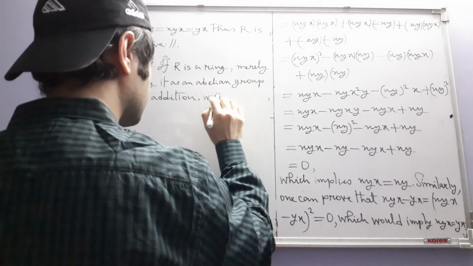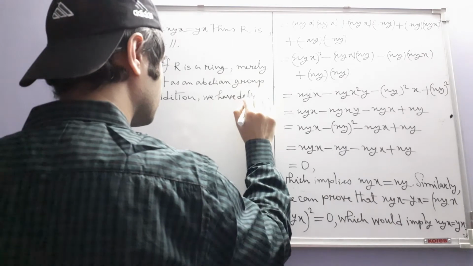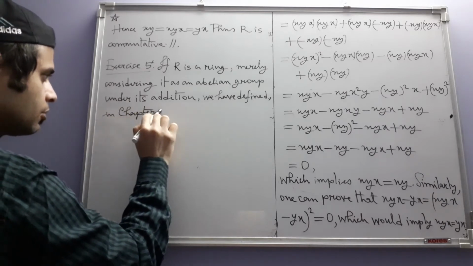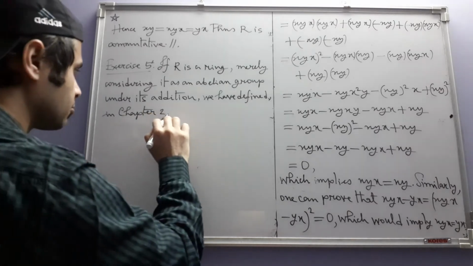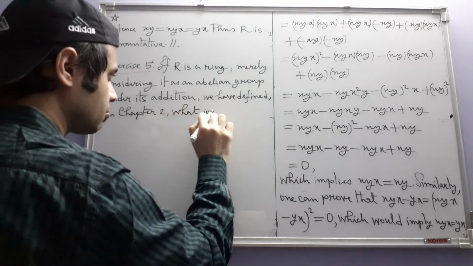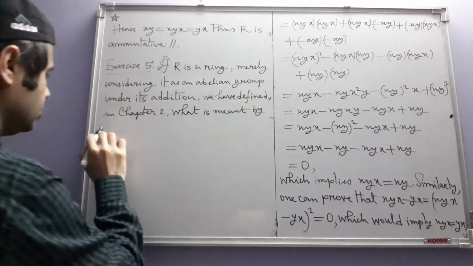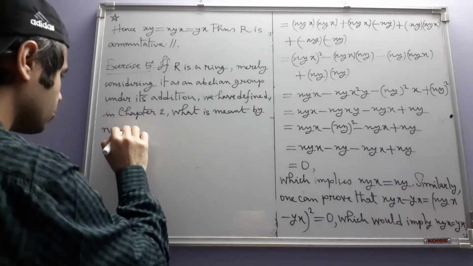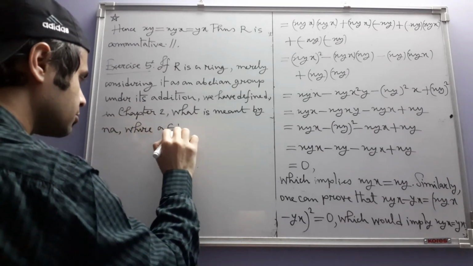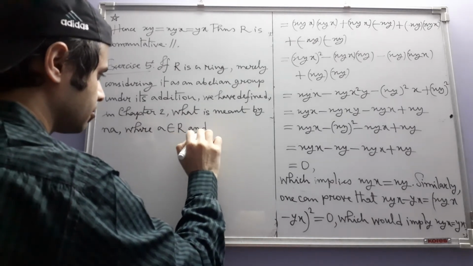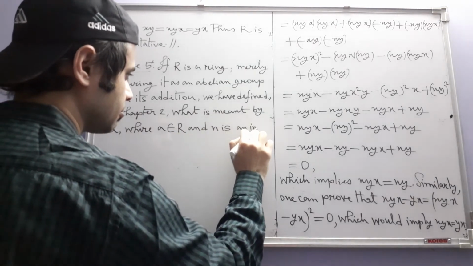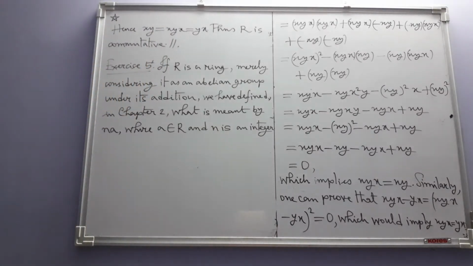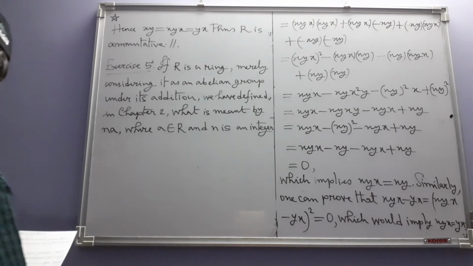We have defined in chapter 2, that means in group theory, what is meant by NA, where A belongs to R, A is a ring element, and N is an integer. Okay, so that's what we already have. We already know what NA means.